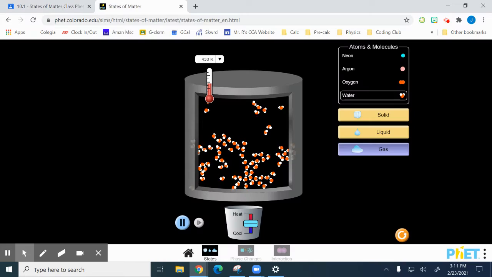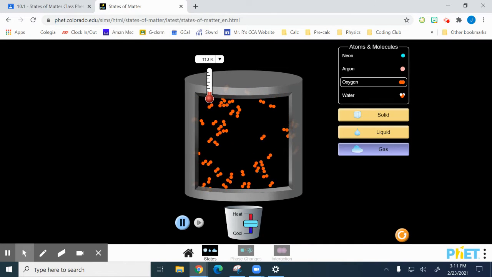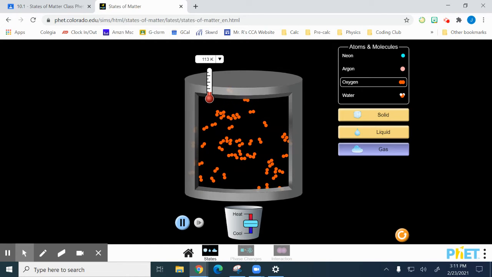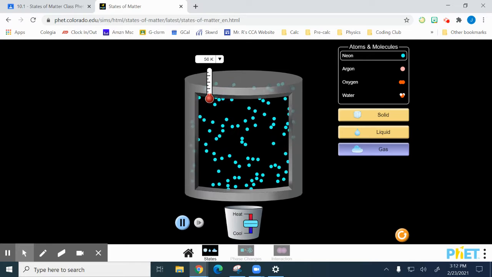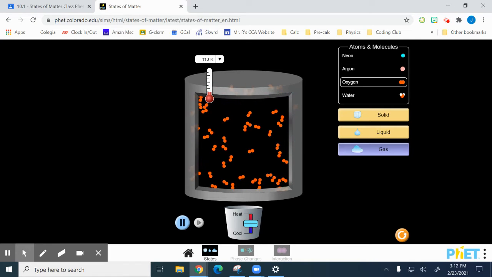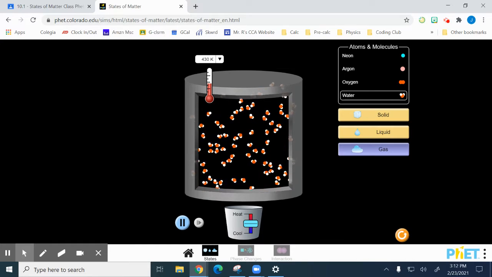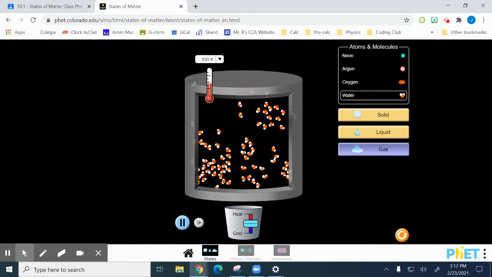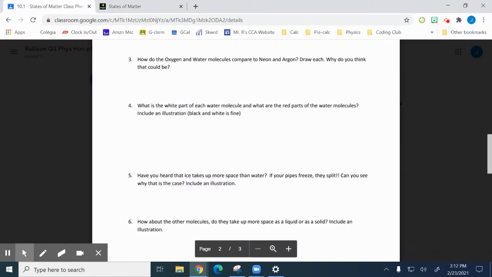So how do they compare? Well, oxygen forms O2. There's two atoms of oxygen, whereas argon and neon are both happy to be going around as single atoms. Oxygen likes to have two oxygens together, and water, of course, is a molecule with two hydrogens and one oxygen. So that's how they differ.